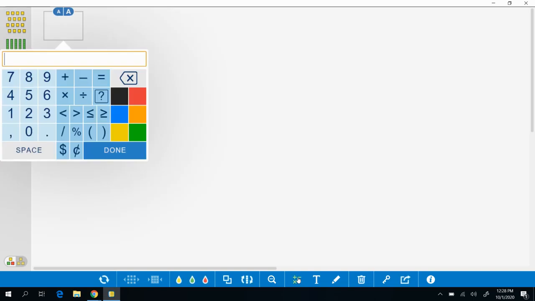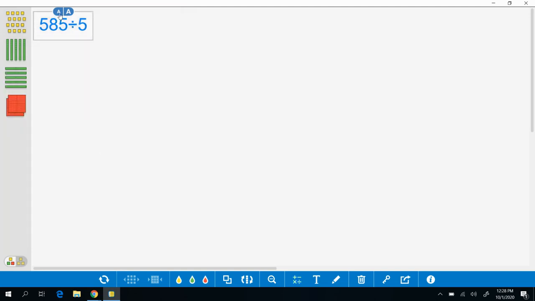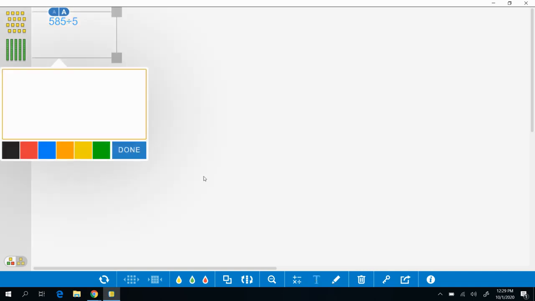I'm going to start by entering my problem that we'll be working with here today, 585 divided by 5. And I can click this small a here to make it a little bit smaller. And the first thing I'm going to do is brainstorm about 5 groups. So I'm going to pull up a text box here, and I want to think about 5 groups of some friendly numbers. So 5 groups of 1.